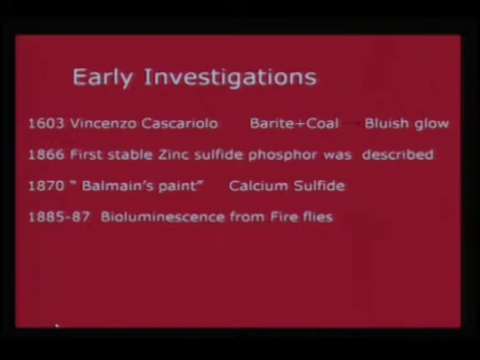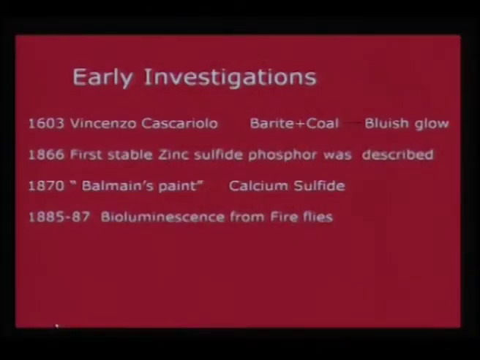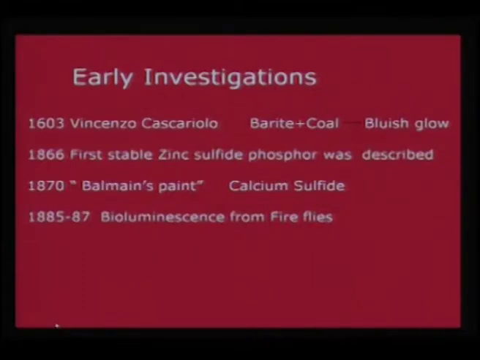Let me start first with what this phosphor history is all about and where it emerged from. It actually started as early as 1603. We have documents where an Italian scientist, an alchemist actually, found that barite, which is nothing but barium sulphate, when heated with coal, gave a bluish glow, which is actually due to the barium sulphide which formed. Since then there have been several revisitations of this issue of glowing materials.